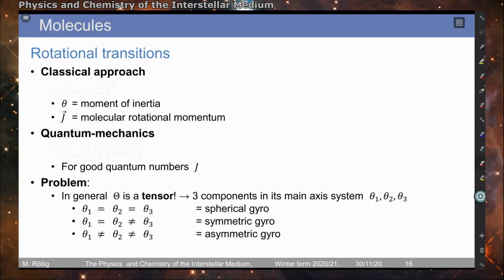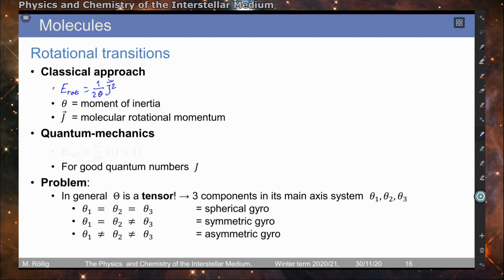Good. Now, we already talked about these rotational transitions. Classically, they would be described in terms of the rotational momentum. So the energy of a rotational transition is given by 1/2 over theta, where theta is the moment of inertia, times the total rotational momentum vector squared.